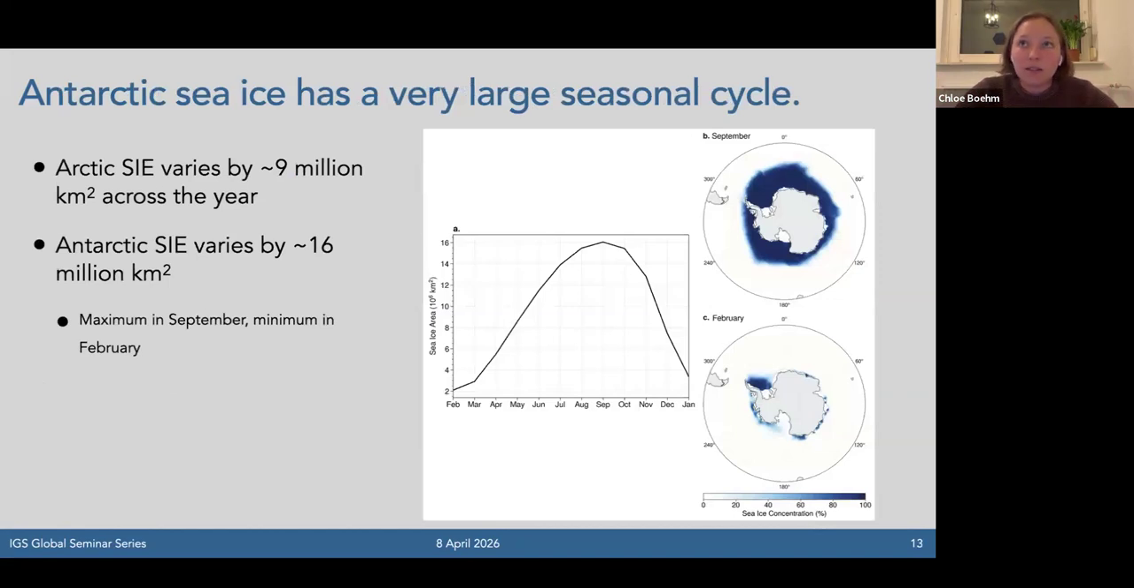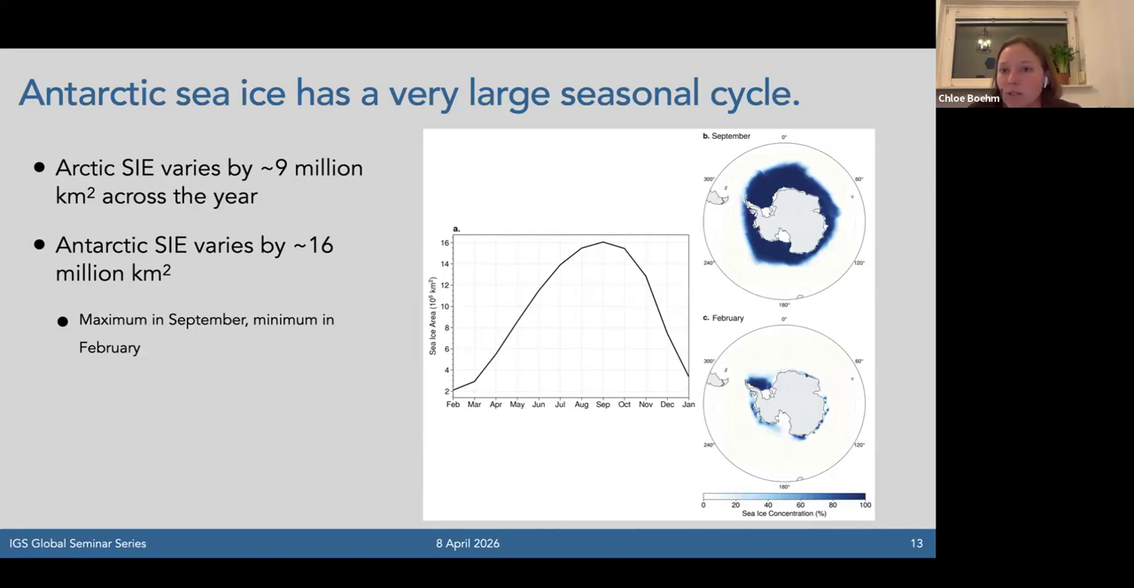Antarctic sea ice, since it's surrounded by ocean, is able to have in some ways this very large seasonal cycle. Its seasonal cycle is almost double the seasonal cycle of Arctic sea ice. So this little line plot on the right here is of sea ice area for the Antarctic, and it's just showing that the sea ice maximum occurs in September, the sea ice minimum occurs in February, and highlights how big of a seasonal cycle we do have.